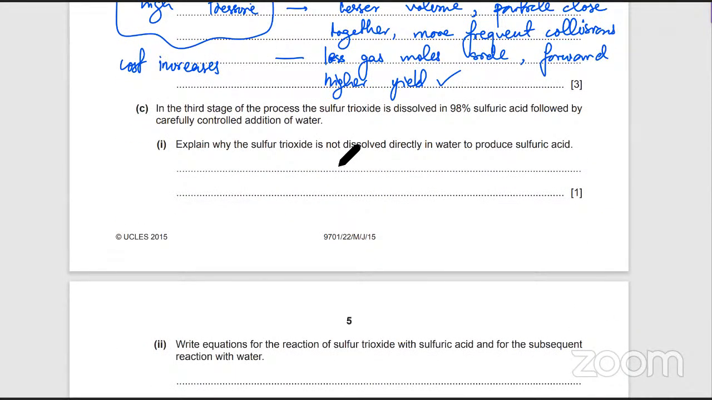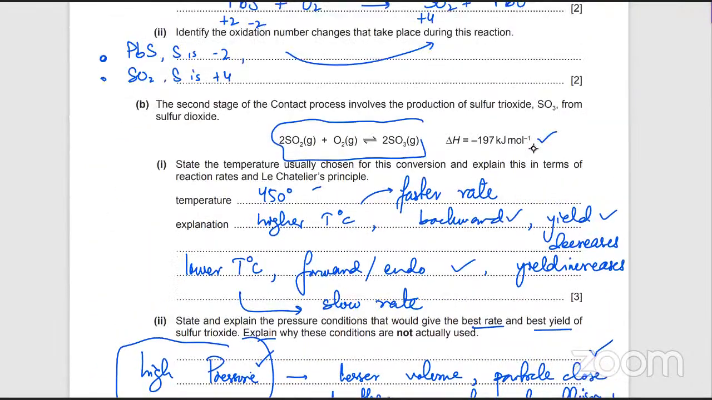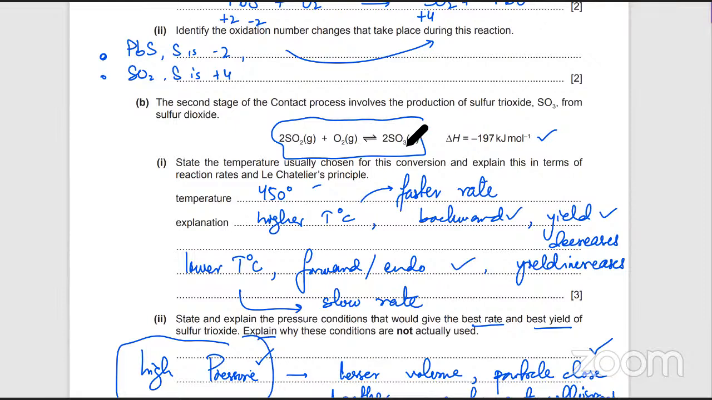Explain why the sulfur trioxide is not dissolved directly in water to produce sulfuric acid. So, क्या होता है? What's the contact process? The first step is as sulfur is burned, it produces SO2. The next step was that the SO2 is then further reacted with O2 to form SO3. इसमें क्या होता है? The conditions are 450 centigrade, and it's 2 to 3 atmospheres, and there's a catalyst which is V2O5.